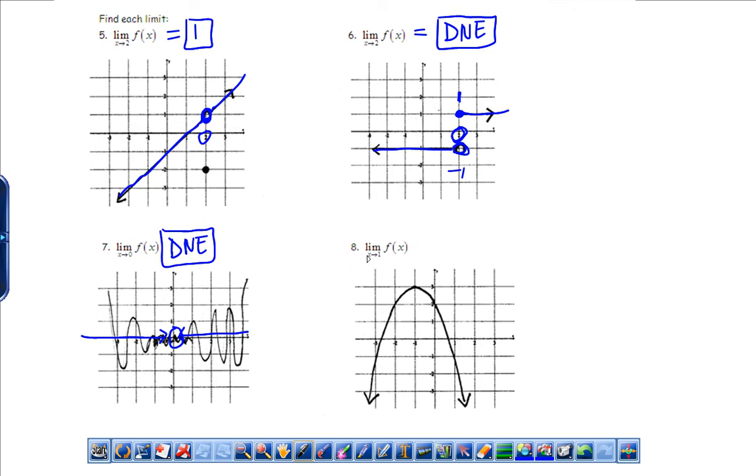Okay, so when we approach 1 from the right side, it looks like it's getting closer to -1. And as we approach it from the left side, it looks like we're also getting closer to -1.